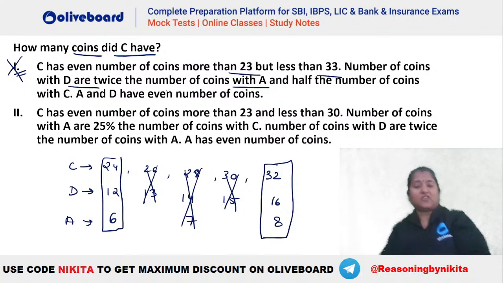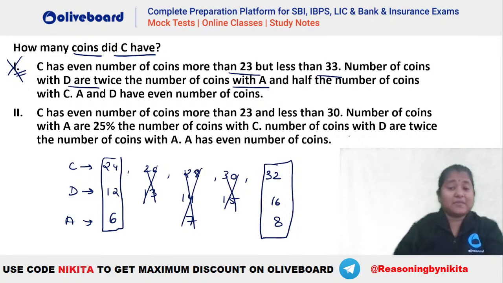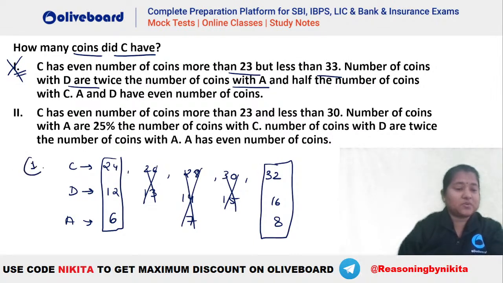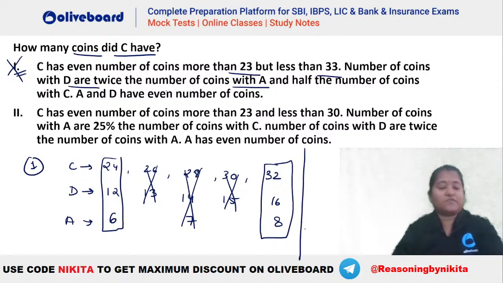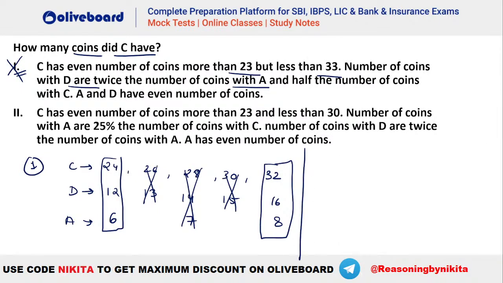Okay, let's say we talk of the second one. Okay, see what is given in the second. Let's talk of the second one here. This was as per the first one. Now in the second, let me remove myself from here. Just a second. Now in the second, C has even number of coins more than 23 and less than 30. So as per the second, you can see C has either 24, 26 or 28. These are the possible number of coins with C.